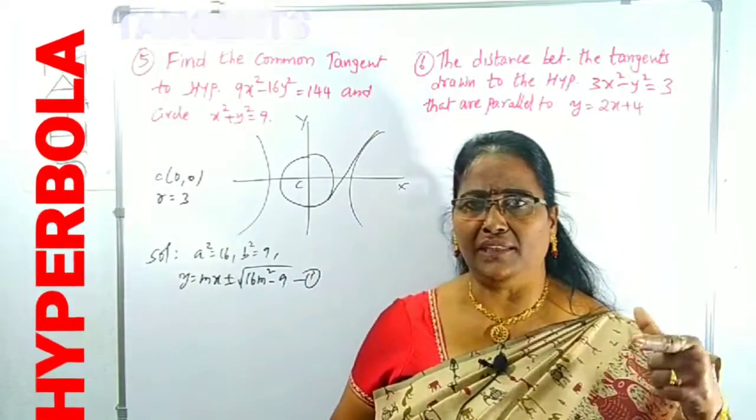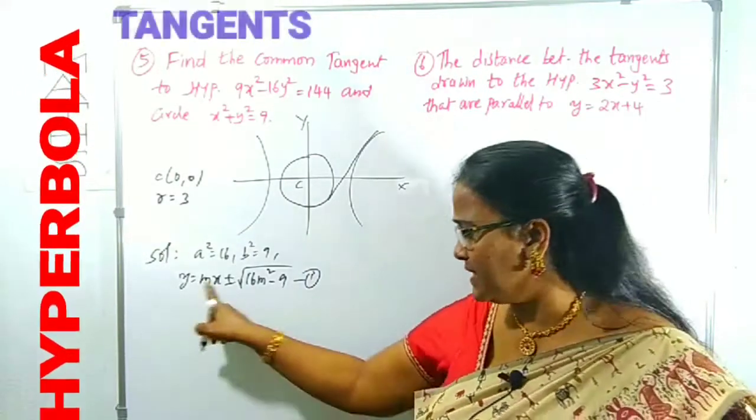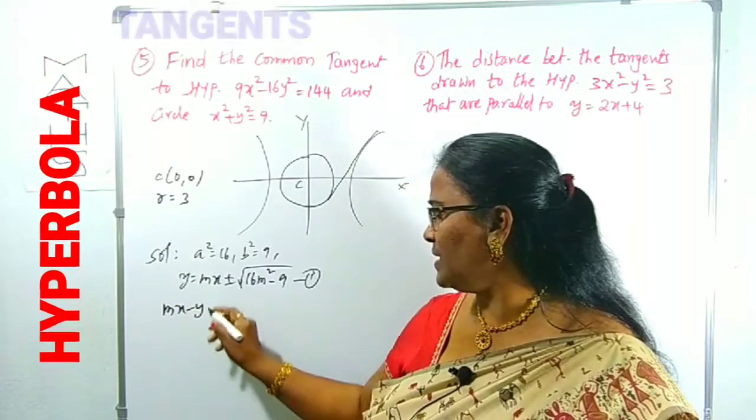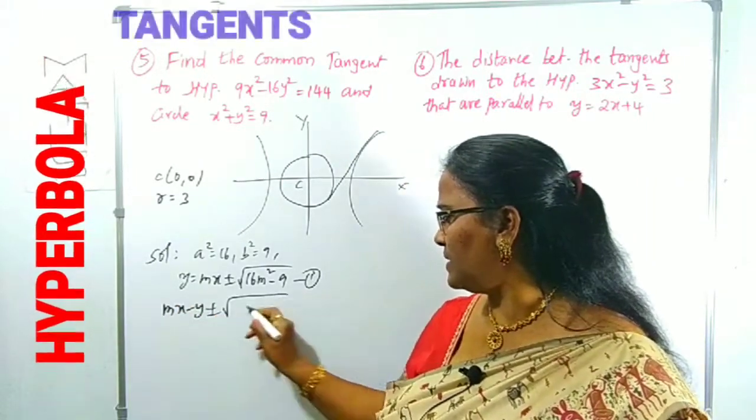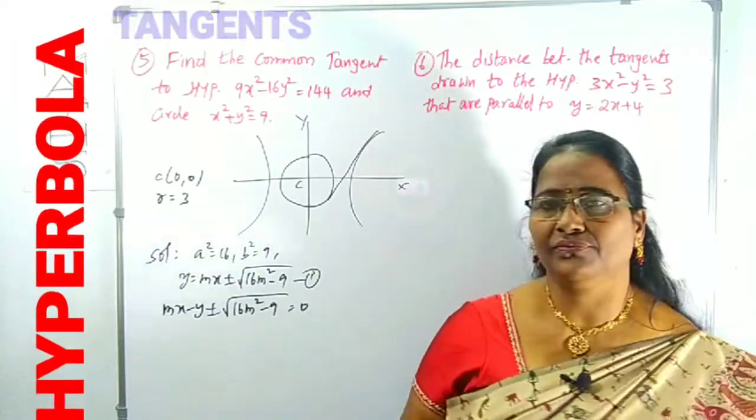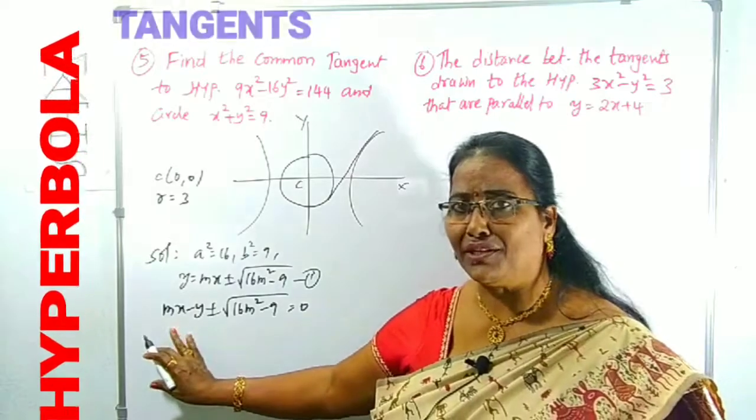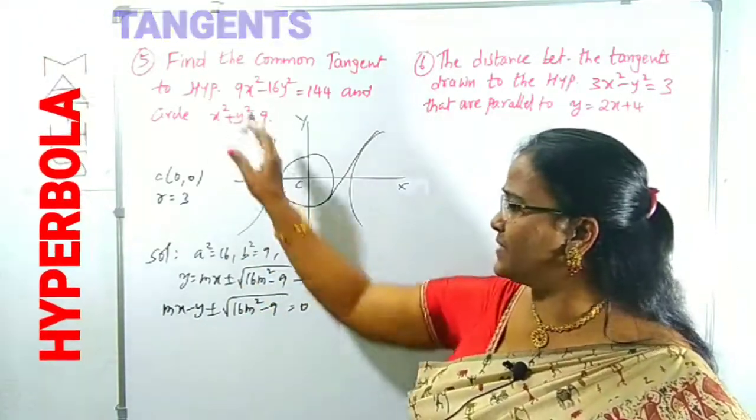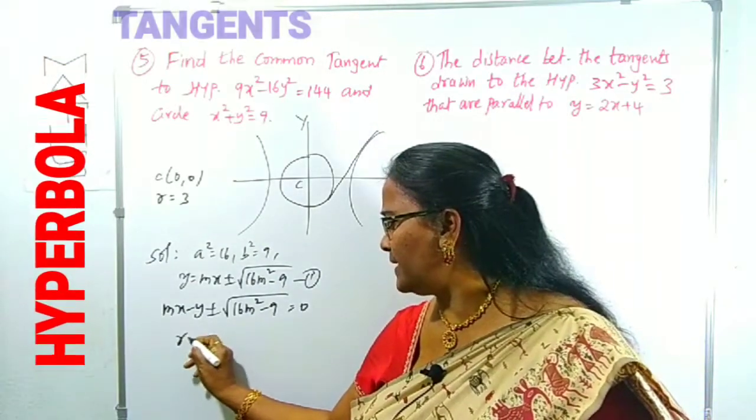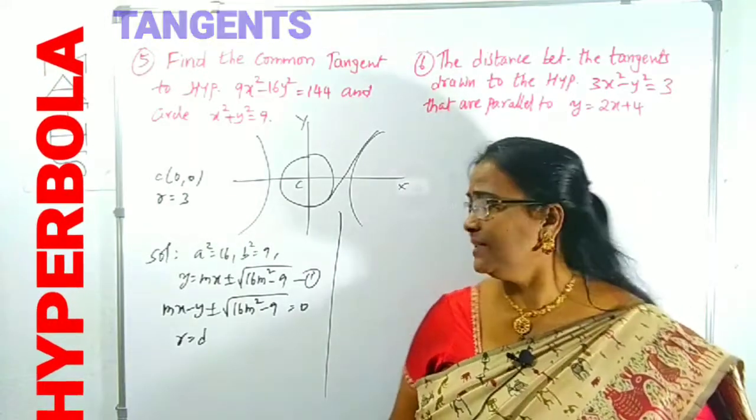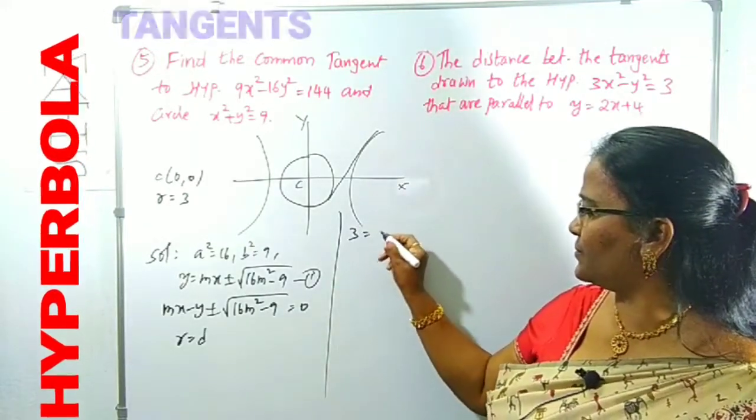To find the perpendicular distance, we can rewrite this in the form of mx minus y plus or minus root over 16m square minus 9 is equal to 0. This is in the form of Ax plus By plus C is equal to 0. This is tangent to the circle, which means by the condition r is equal to d we can use. What is r here? 3. So 3 is equal to d.